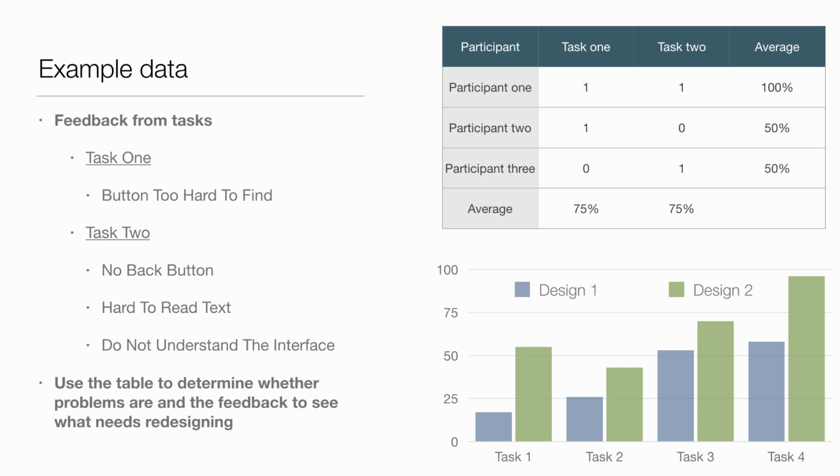So we can take this and present it in such a way. We've got participant 1, task 1 was completed, task 2 was completed. So the big story is participant 1 had 100%. Participant 2, task 1 was successful, task 2 wasn't, so got 50%. Number 3, task 1 wasn't successful, they couldn't do it, but they could do task 2, so got 50%. So you know what, we can say that task 1 has an average success rate of 75%.